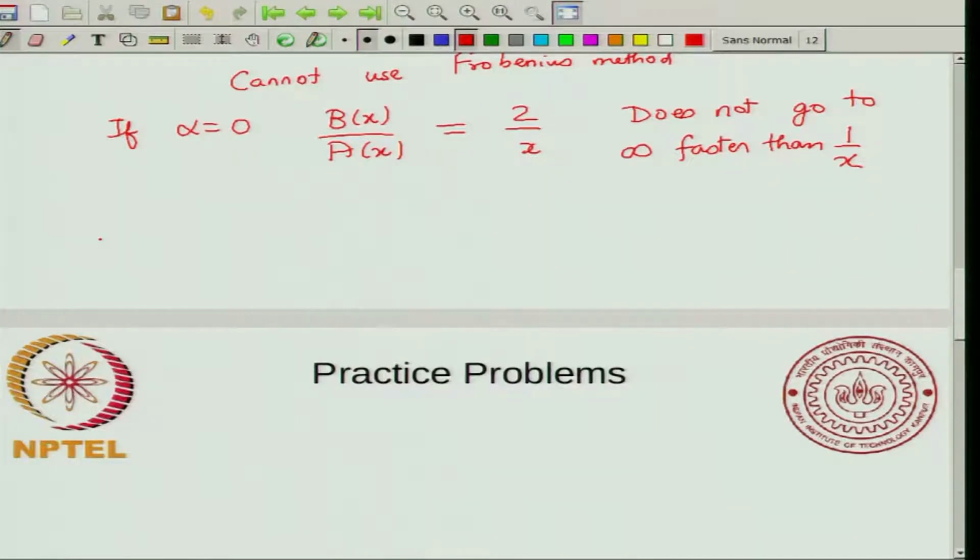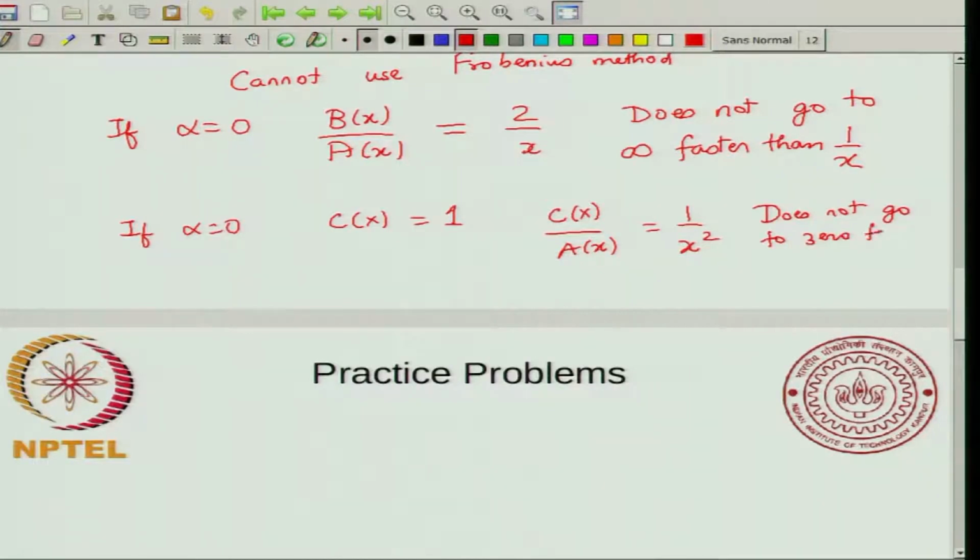So, if alpha equal to 0, c of x equal to 1, and what do you get? c of x divided by a of x equal to 1 by x square, and this does not go to 0 faster than 1 by x square. So, it goes to 0 as fast as 1 by x square, but not faster.